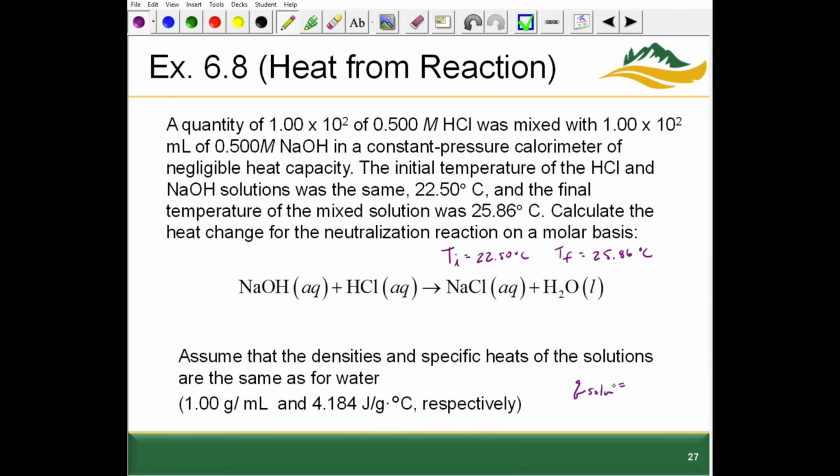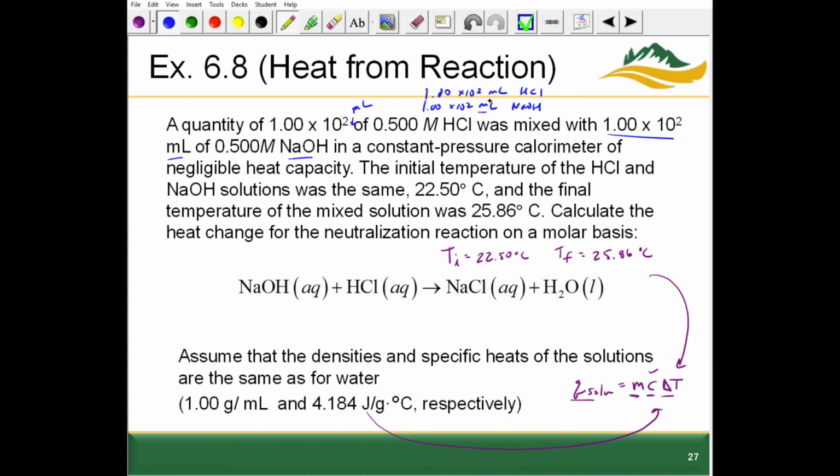For the solution, we want to think Q equals mc delta T. We know the change in temperature, or we can calculate that for the solution. Now, what about the specific heat capacity and the mass of the solution? Well, we're told we can use the specific heat capacity for water for our solution, so that's going to be our value for C. Now, what about the mass of the whole solution? Well, this should say mLs, so we have 1.00 times 10 to the 2 mL of acid, and we have this many milliliters of the base.